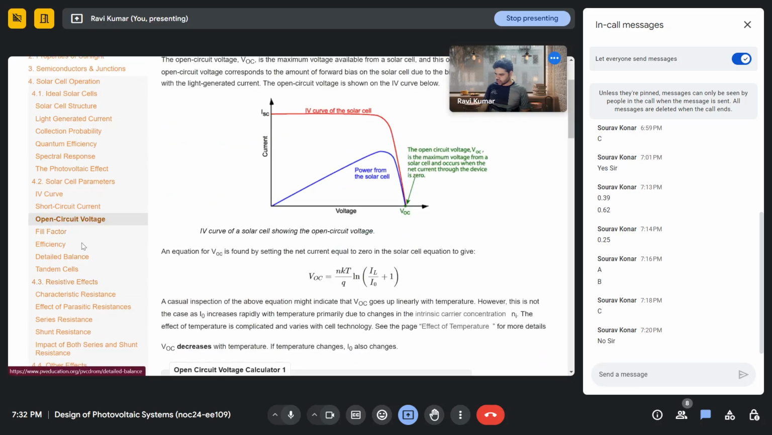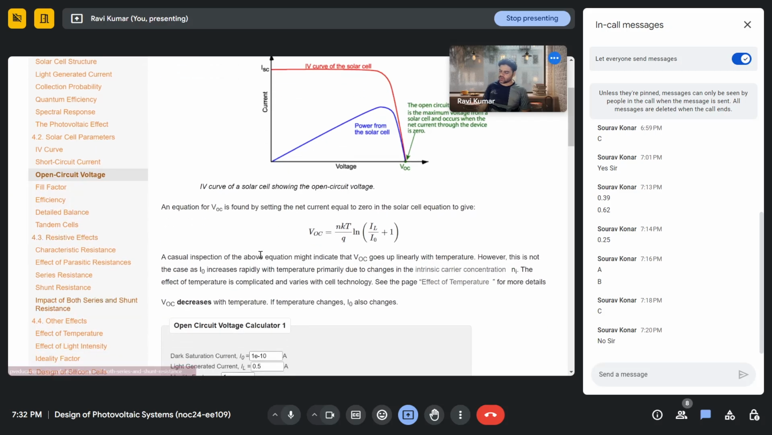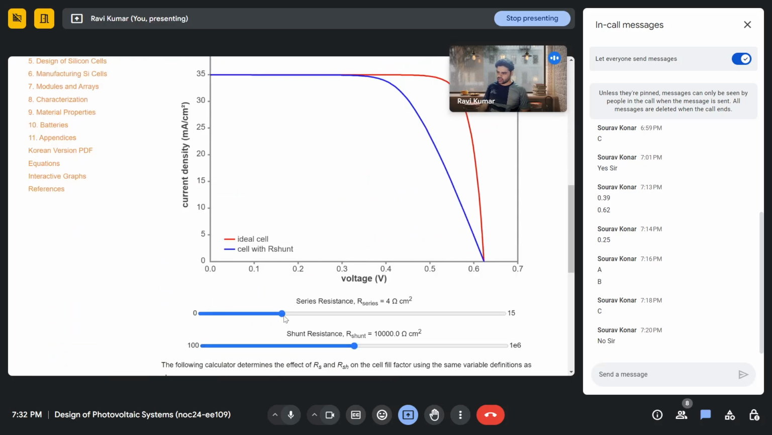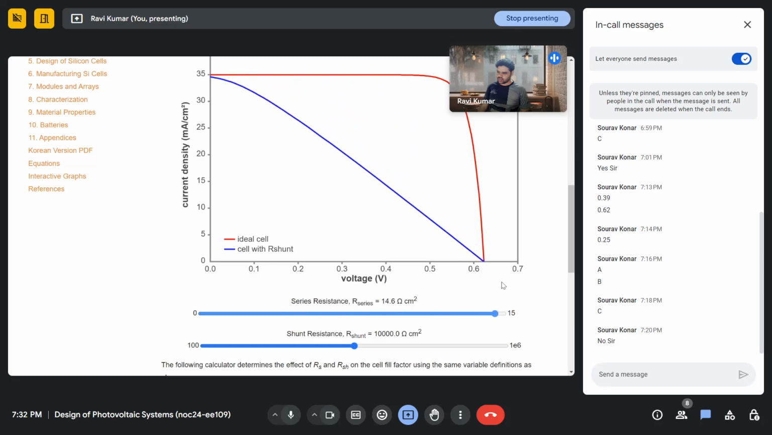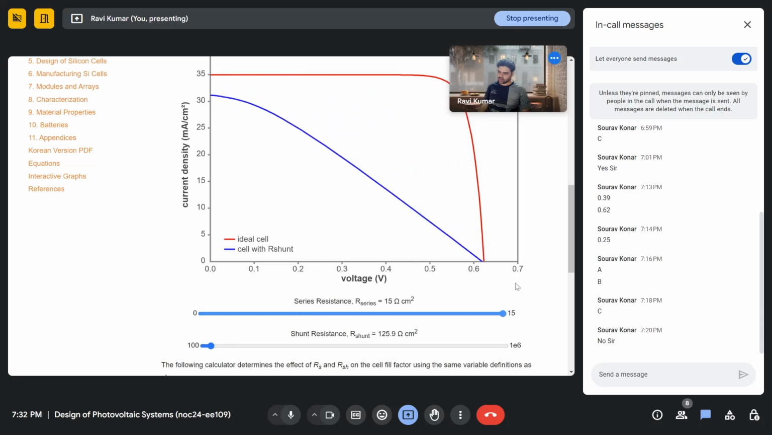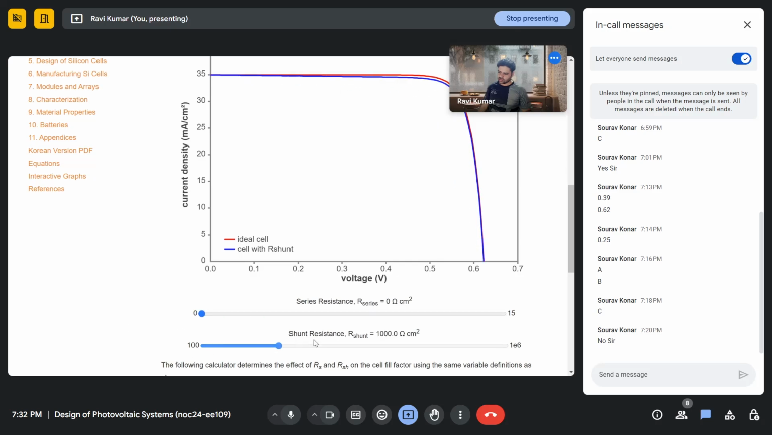Even the efficiency, and the impact of both series and shunt resistance, you can understand here. See, series resistance, how the IV characteristics change. This is the impact of series resistance, and this is the impact of shunt resistance. Like this. The impact of shunt resistance is this one.